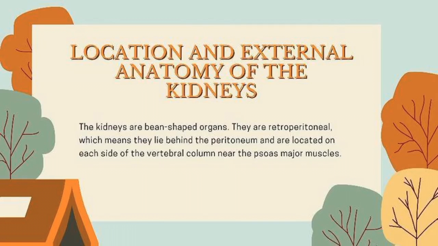Location and external anatomy of the kidneys. The kidneys are bean-shaped organs. They are retroperitoneal, which means they lie behind the peritoneum and are located on each side of the vertebral column near the psoas major muscles. They are each about the size of a tightly clenched fist. The kidneys extend from the lower portion of the rib cage at the level of the last thoracic vertebra.